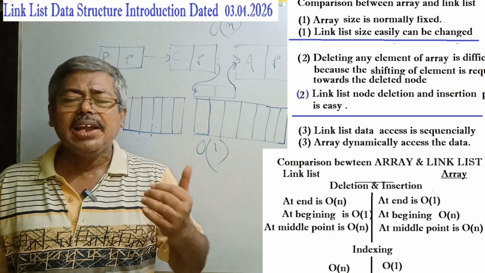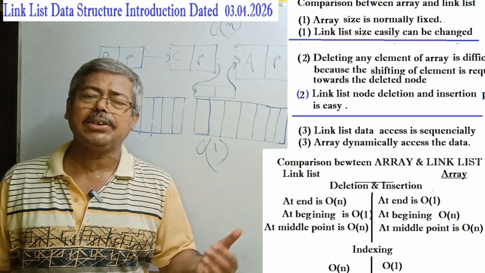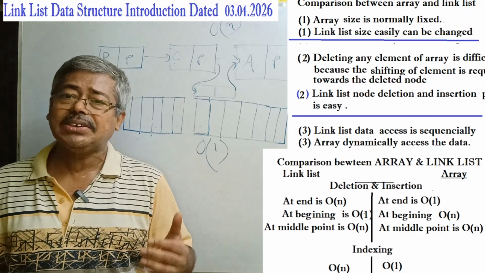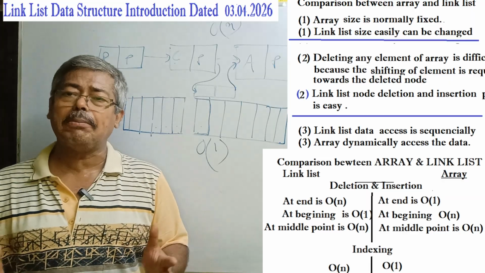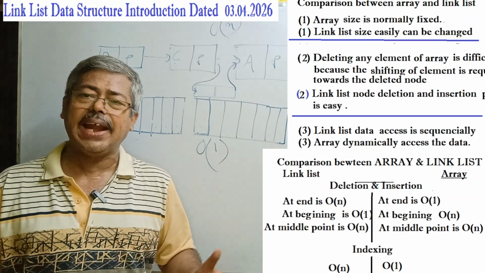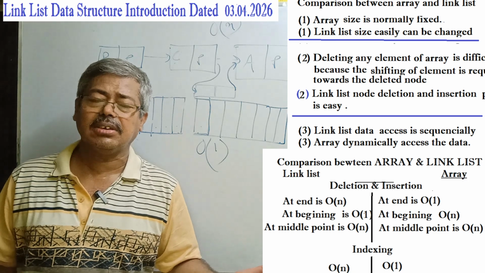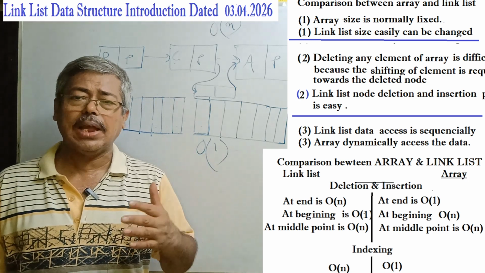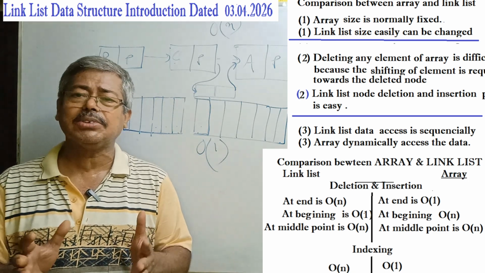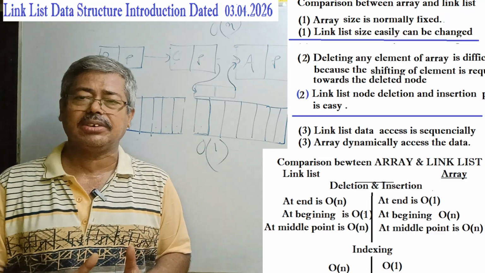But in the case of an array, we can easily search any element, and also access any element. But deletion and insertion have more complexity in the case of an array than the linked list. So these are the differences, and there are also some other associations.